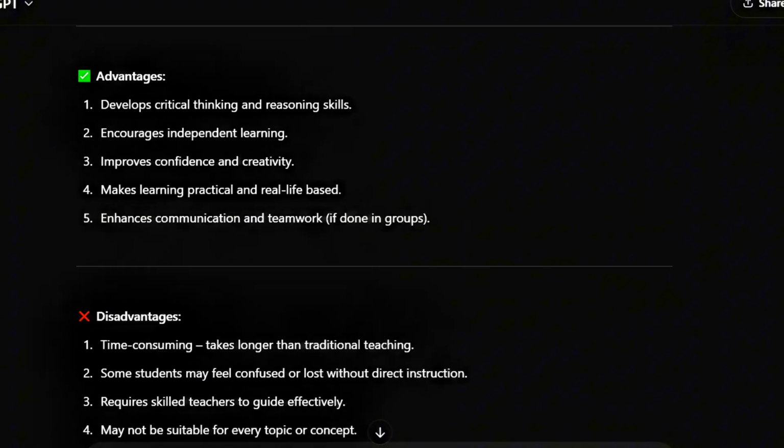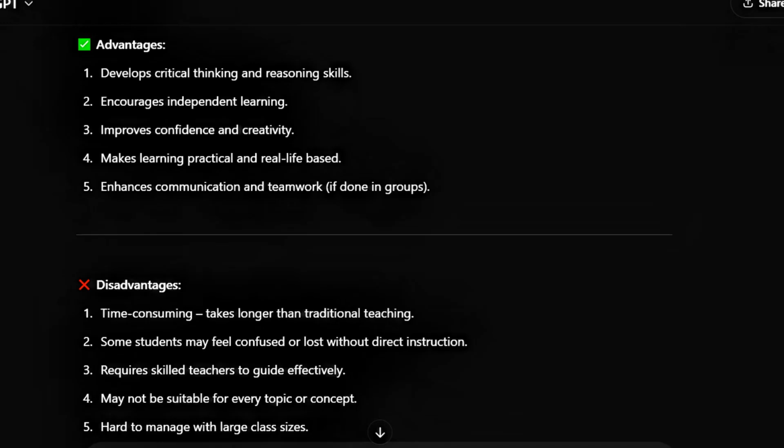Advantages: 1. Develops critical thinking and reasoning skills. 2. Encourages independent learning. 3. Improves confidence and creativity. 4. Makes learning practical and real-life based. 5. Enhances communication and teamwork if done in groups.